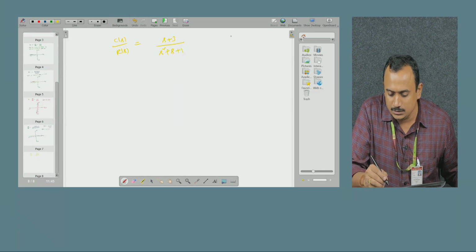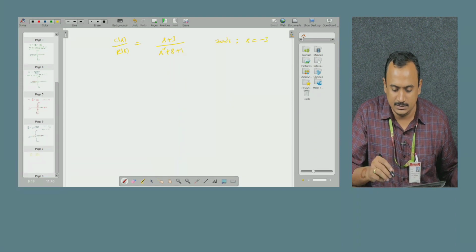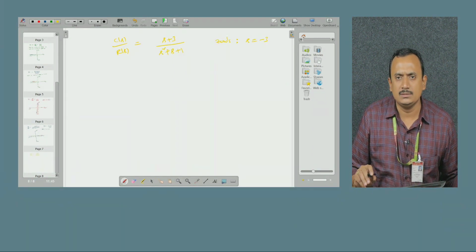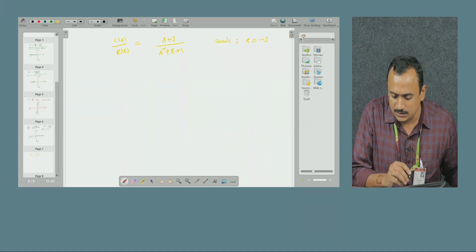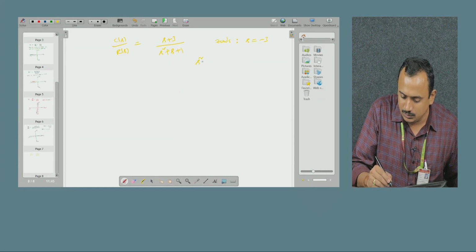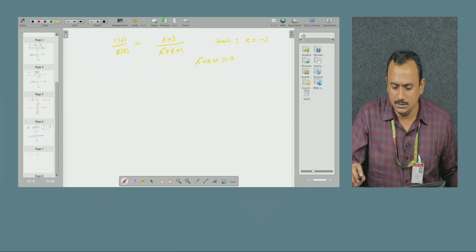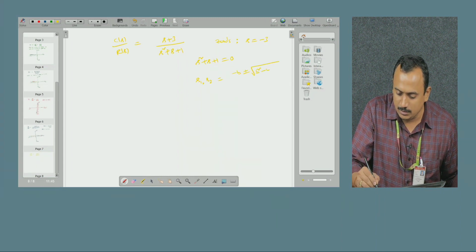Now what are the zeros? Zeros are at s is equal to minus 3, since s plus 3 is equal to 0, and if I find the root, s is equal to minus 3. And how to get the roots of the denominator? s square plus s plus 1 is equal to 0. Since it is a quadratic equation, how you are going to find the roots? s1, s2 is equal to minus b plus or minus square root of b square minus 4ac by 2a.